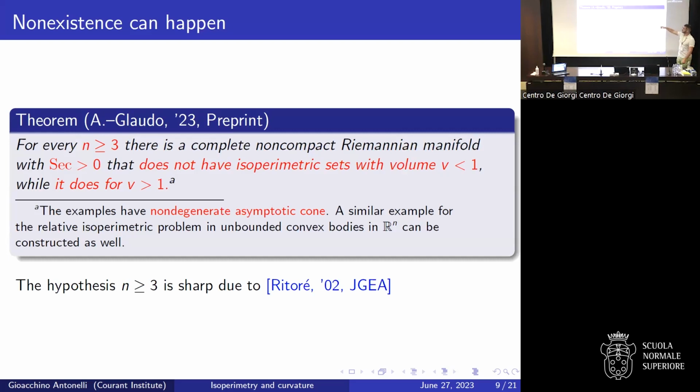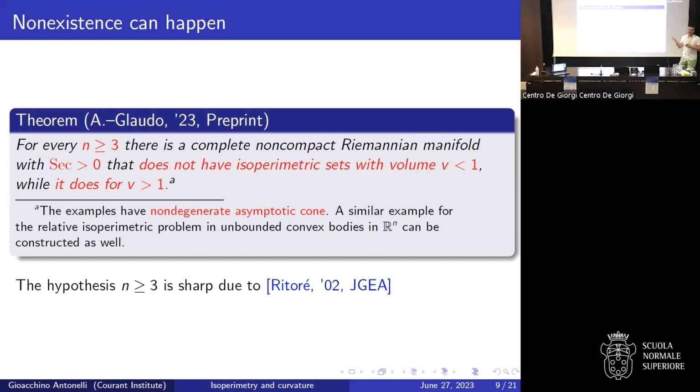This is a result that I got with Federico Glaudo last week. We posted it on arXiv last week. We constructed a complete non-compact Riemannian manifold with positive sectional curvature that has this very strange behavior. It has isoperimetric sets for volume greater than 1, and it doesn't for volume less than 1.